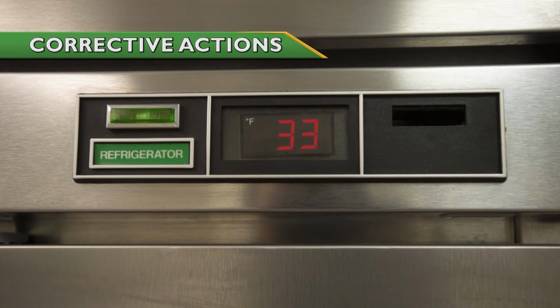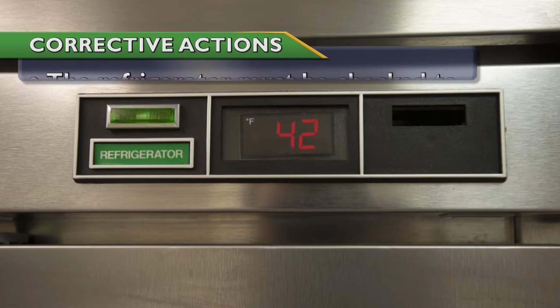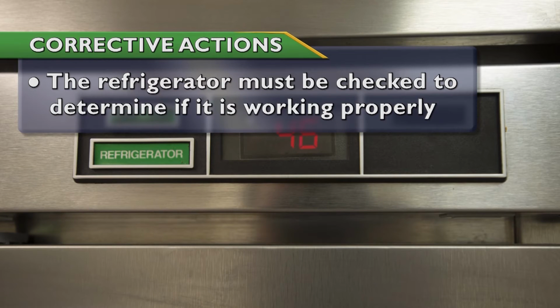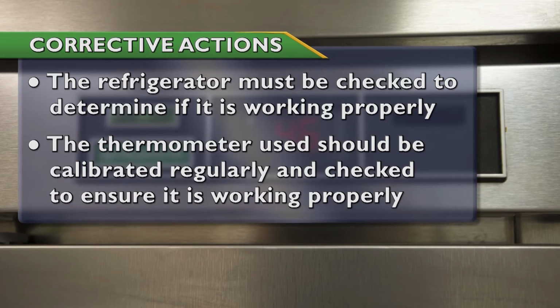In this SOP example, a corrective action is necessary if the refrigerator temperature is above 41 degrees Fahrenheit. Then the refrigerator must be checked to determine if it is working properly. Also, the thermometer used to determine the temperature should be calibrated regularly and checked to ensure it is working properly.